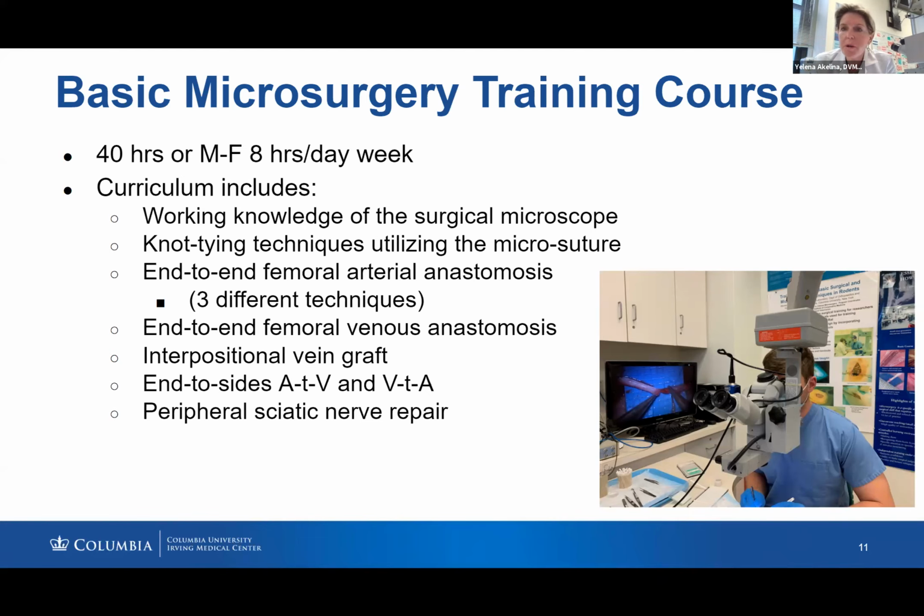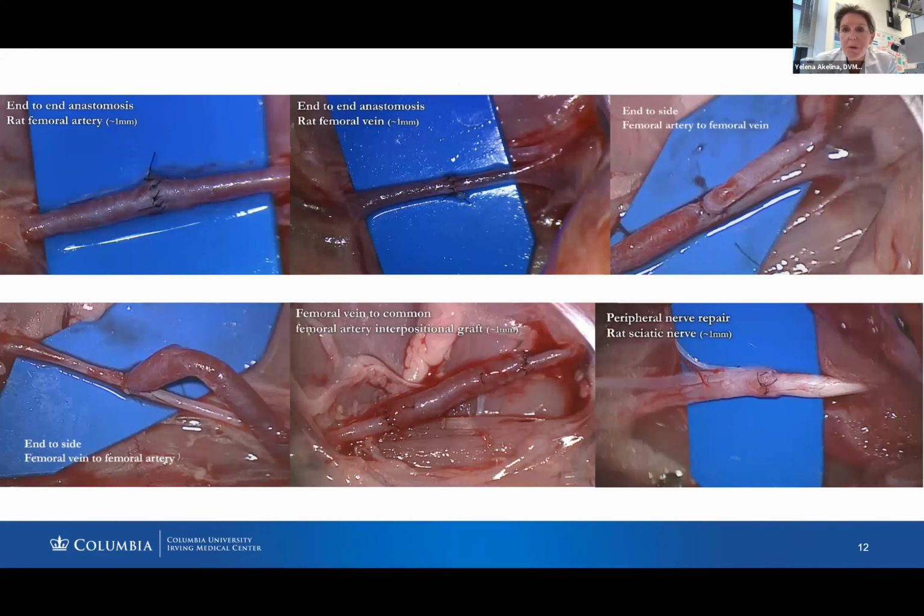Then we're doing the femoral vein anastomosis, again, different techniques, interpositional vein grafting, different end-to-sides, and peripheral and sciatic nerve. These are pictures of procedures performed by my students, and you can see whatever I mentioned, from the end-to-end anastomosis to peripheral nerve.